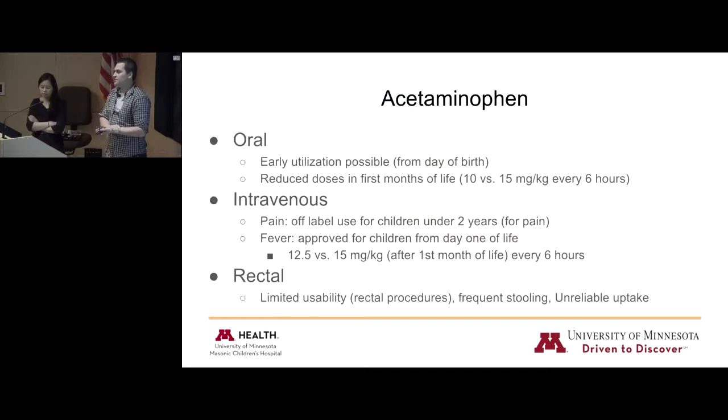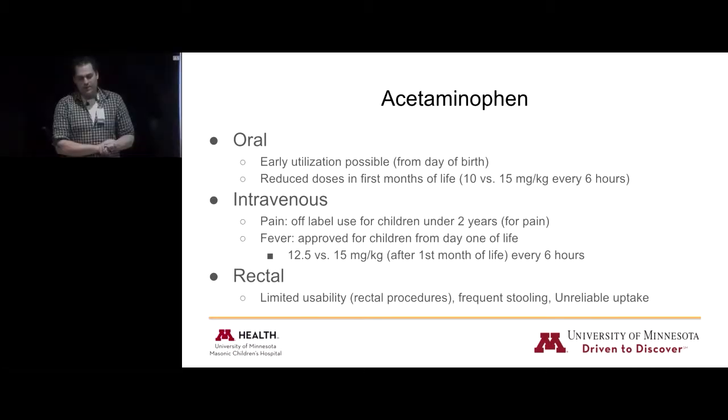The most important thing is we can basically use it from day one of life. In the oral setting anyways, the intravenous for pain at this point of time, off-label use if we use it in children under 2 years. However, for fever, it is approved from day one of life in mildly reduced dose in the first month and then basically for 15 milligrams per kilogram after the first month of life. So I hope that soon enough the off-label use for pain goes away as well.